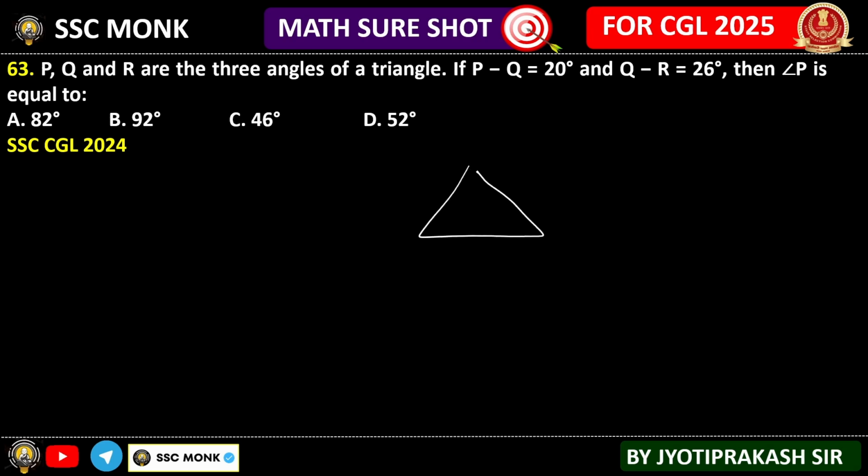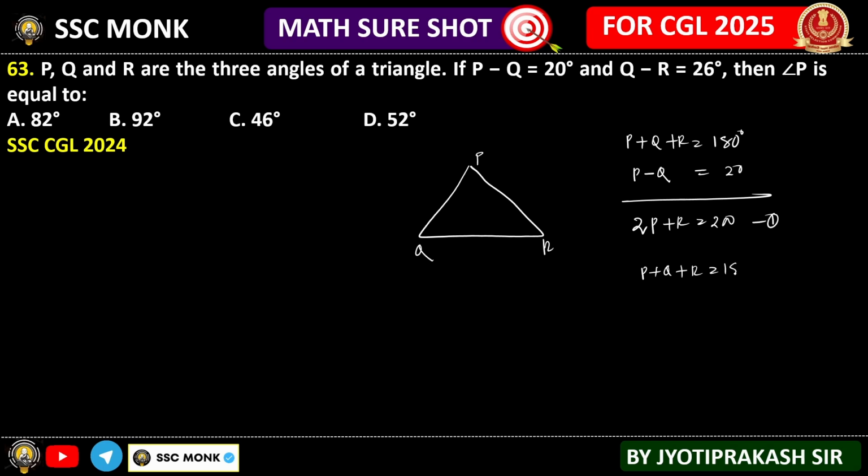Next, P, Q, R are the three angles of a triangle. P minus Q is 20 degree, Q minus R is 26 degree. So what is the value of? So I know P plus Q plus R is equal to 180 degree. Here if I put P minus Q, I will get 20 degree. So when I add it, I will get 2P plus R is equal to 200 degree. This is my one equation. In the second equation, if I use P plus Q plus R is equal to 180, Q minus R is equal to 26, R is gone, P plus 2Q is equal to 206 degree. This is another equation. Yes or no?